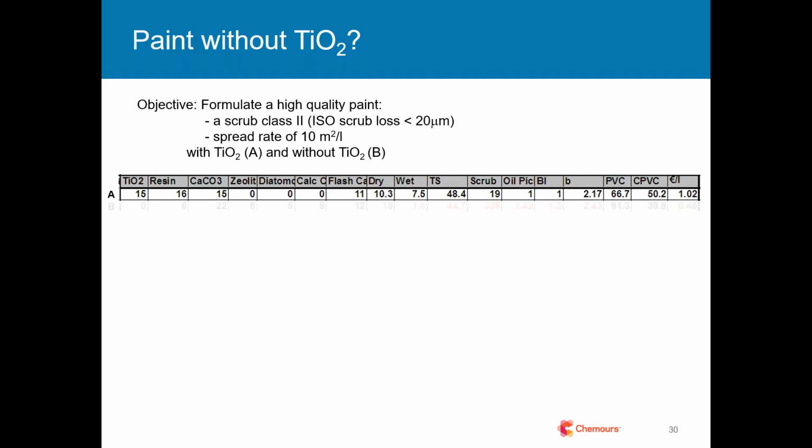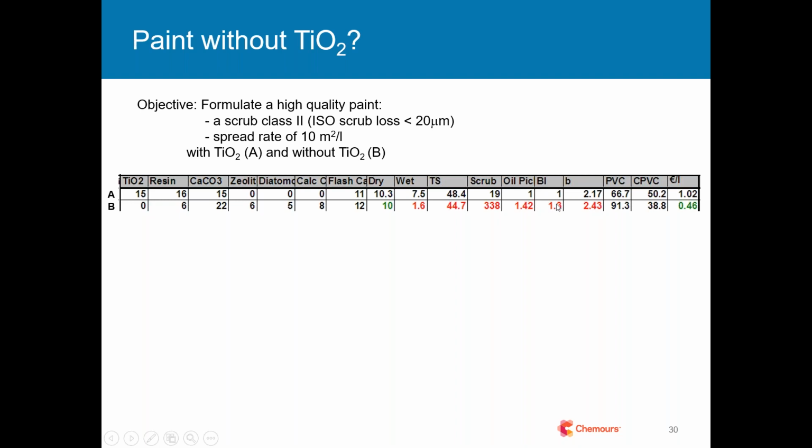Now, can we come to the same performance without titanium dioxide? So here, no titanium dioxide. That shouldn't be an issue. But you see a lot of red things, and red means it goes in the wrong direction. For example, the b star goes up, so it becomes a little bit more yellow.